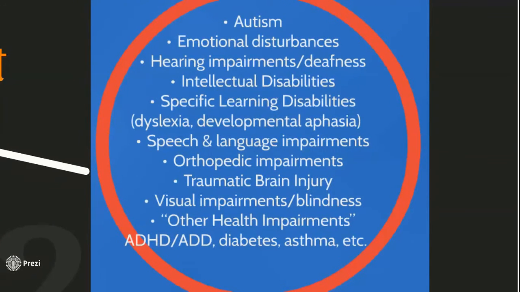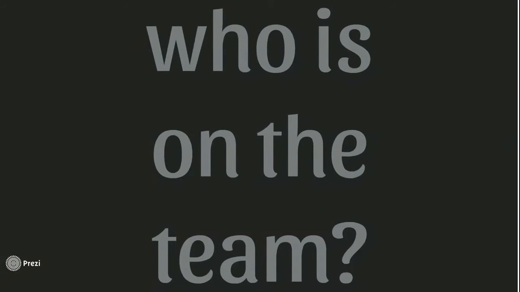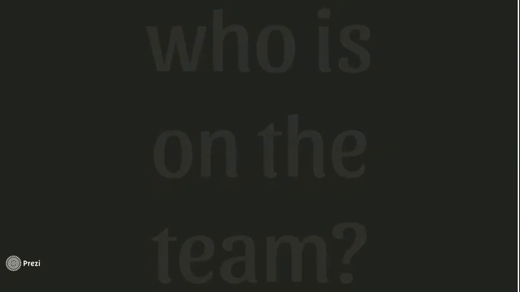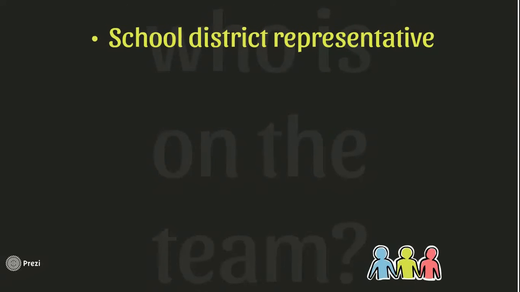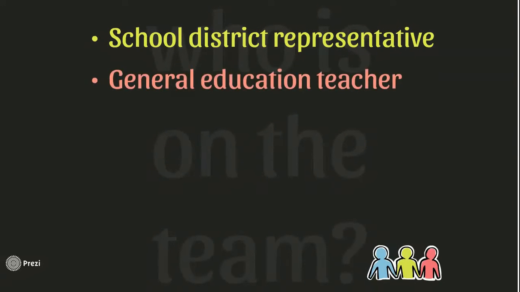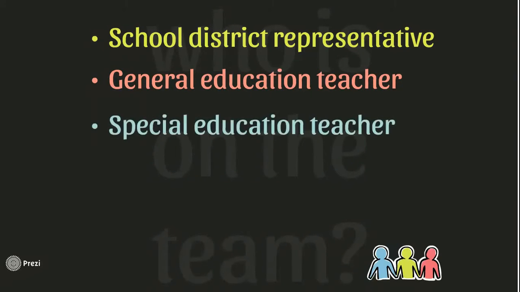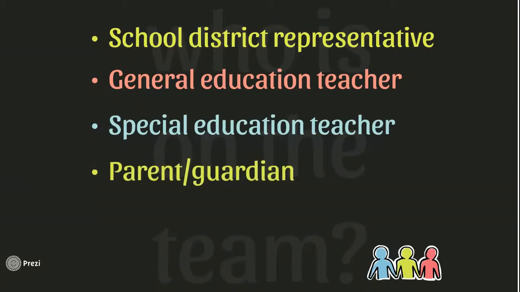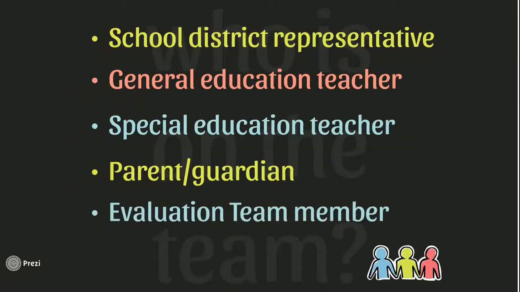So what is involved in creating an IEP for your child? The IDEA calls for a team of individuals, including parents and school personnel, to work together to develop an IEP for a child who qualifies for special education services. Your child's IEP team must include a school district representative, a general education teacher of the child if the child participates or may participate in general education, a special education teacher of the child or a special education provider for the child, the parent, who may also be a guardian, a long-term foster parent, or a surrogate parent, and a member of the evaluation team, such as the school psychologist.